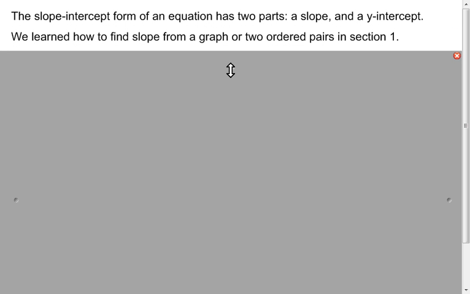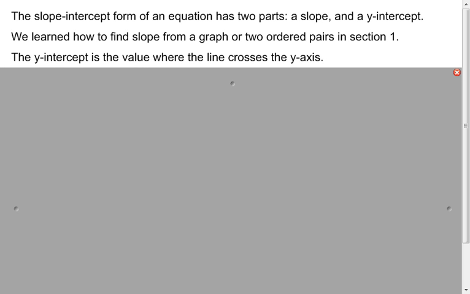We learned how to find slope from a graph in Section 1. We also learned how to find slope from two ordered pairs in Section 1. We're going to use that some more. The y-intercept is the value where your line or your graph crosses the y-axis. Remember, the y-axis is the one that's up and down. So where does your graph cross the y-axis?